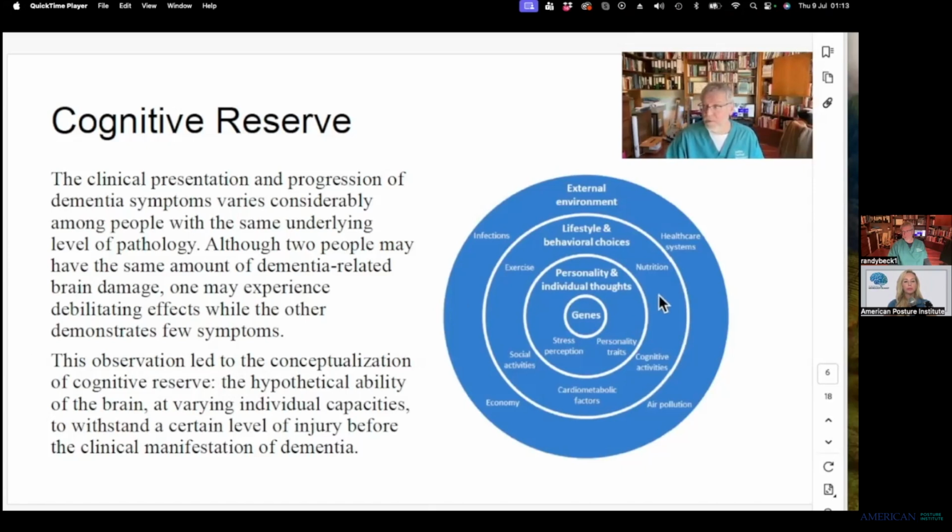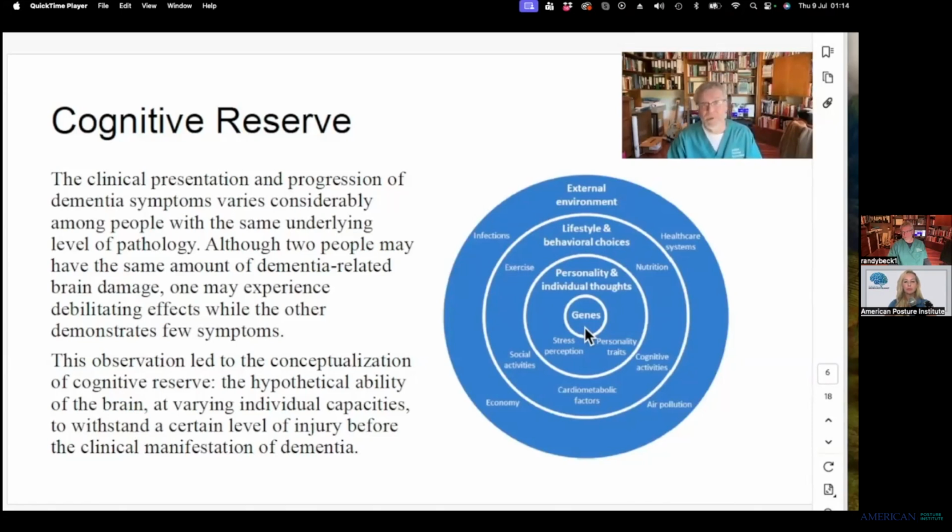Okay, so we can look at some of the things that can build up this cognitive reserve. We have basic categories like external environment, lifestyle and behavioral choices, personality and individual thoughts, and then of course we have genes. So your genetic makeup can also influence what your cognitive reserve could be. The basic concept of cognitive reserve is that you have enough active, good brain tissue to be able to withstand some of the damage that's going to be done during the dementia process or during the aging process.